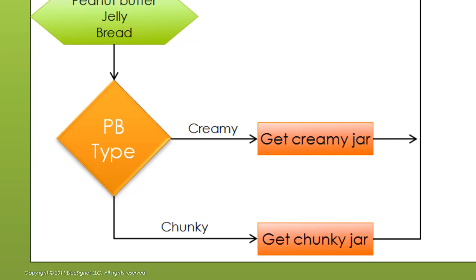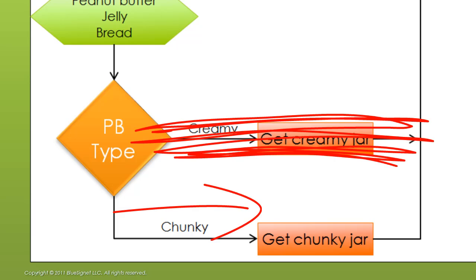Let's say we decide we want a chunky peanut butter sandwich, which is the best peanut butter sandwich ever. Chunky, creamy sandwiches are better. Chunky sandwiches are for dumb people that have beards like you. So we get the chunky jar. The jar with the chunky peanut butter. Or with the creamy jar.